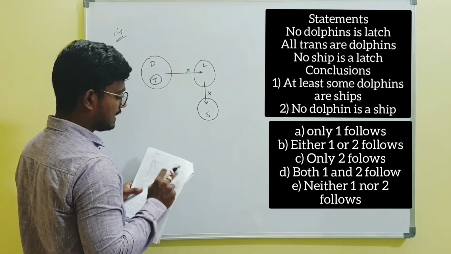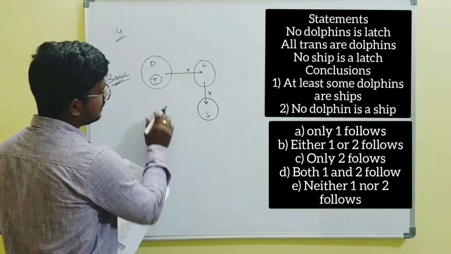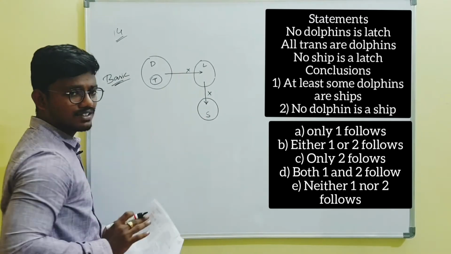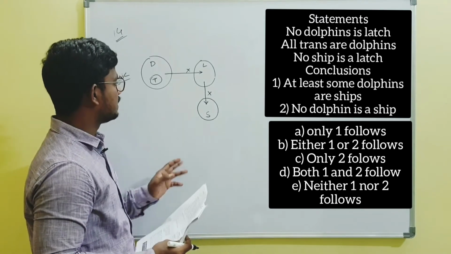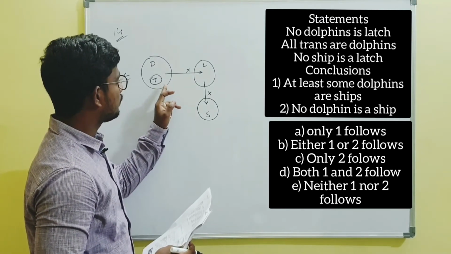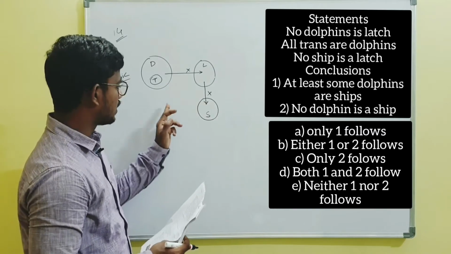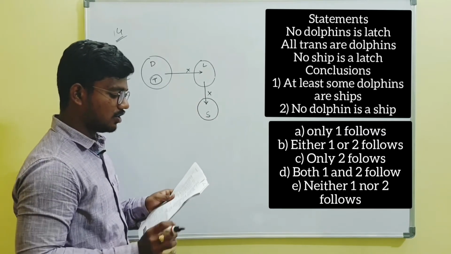It is given that at least some dolphins are ships. See, in this case, no dolphin is ship. So, we can directly say that conclusion 1 is false because it is given that at least some dolphins are ships. So, which is not a valid one. So, conclusion 1 does not follow.